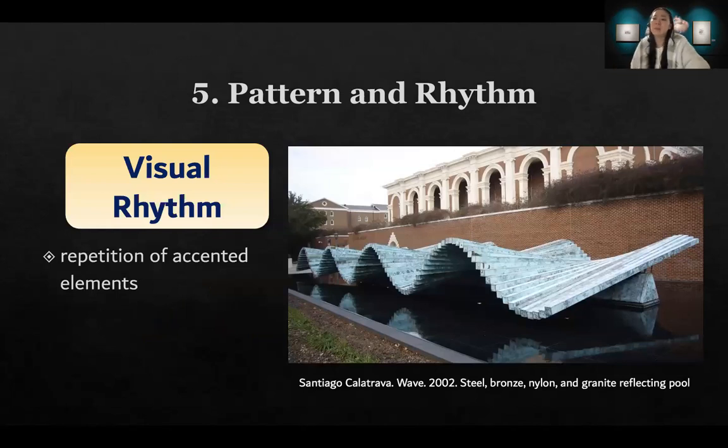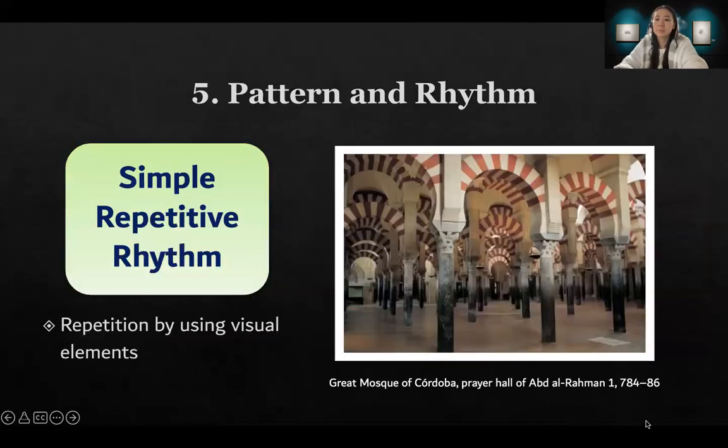So visual rhythm depends on the repetition of accented elements, usually shapes. So literally show a rhythm in a visual way, like this sculpture that is called visual rhythm. And simple repetitive rhythm is a repetition by using the same shape, color, size, value, line, or texture over and over again.